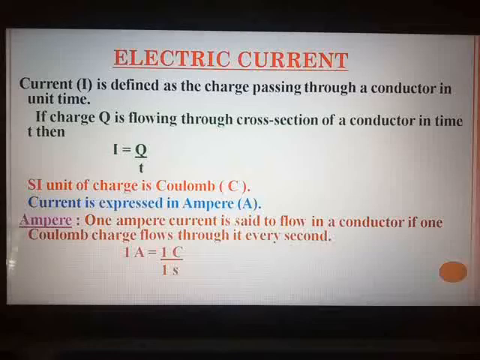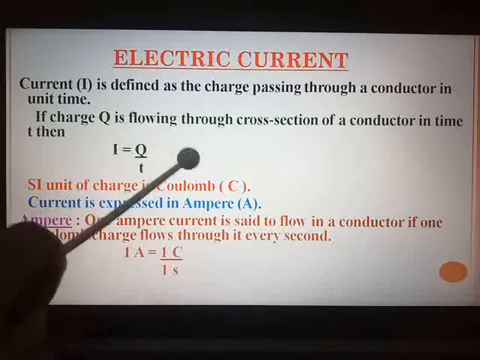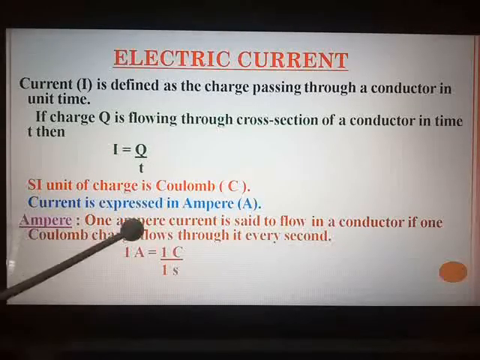Unit of current is ampere, unit of charge is coulomb, and 1 ampere current is 1 coulomb flowing through a wire in 1 second. Now why ampere? You will come to know in the next slide.